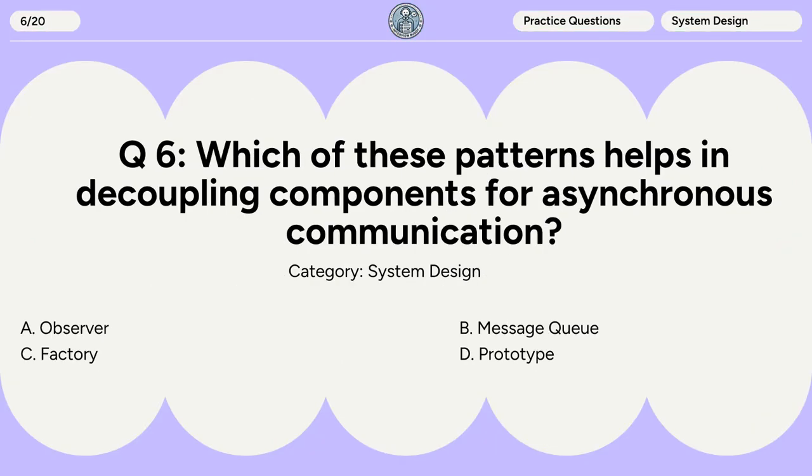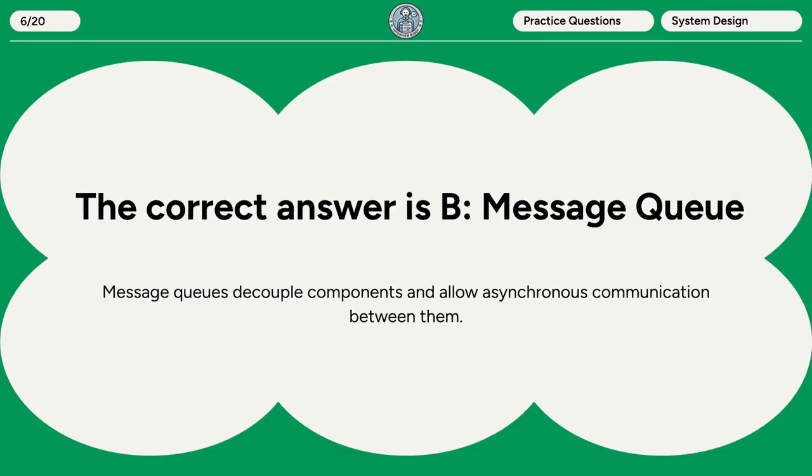Question 6. Which of these patterns helps in decoupling components for asynchronous communication? A. Observer. B. Message queue. C. Factory. D. Prototype. The correct answer is B. Message queue. Message queues decouple components and allow asynchronous communication between them.